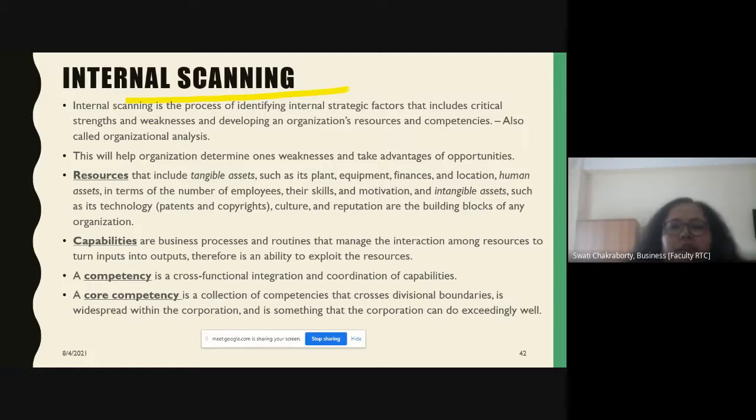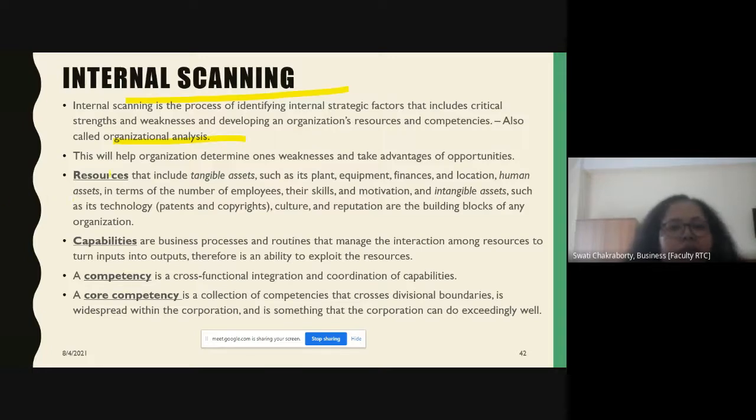Where we talk of strengths and weaknesses of an organization, and accordingly developing the organization's resources and competencies. It's also called organizational analysis. So external analysis by itself is not complete. It has to be coordinated with internal analysis to come up with the right kind of strategy.